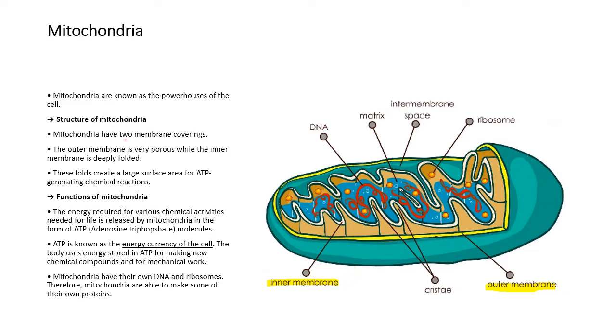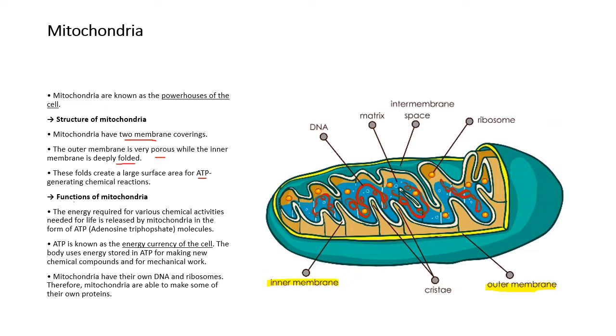Mitochondria have two membrane coverings. The outer membrane is very porous while the inner membrane is deeply folded. These folds create a large surface area for ATP. What is ATP? This is nothing but adenosine triphosphate, which is generated by chemical reactions.